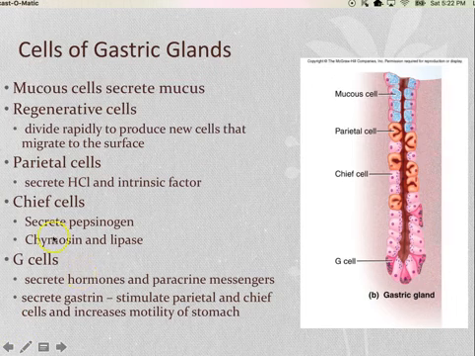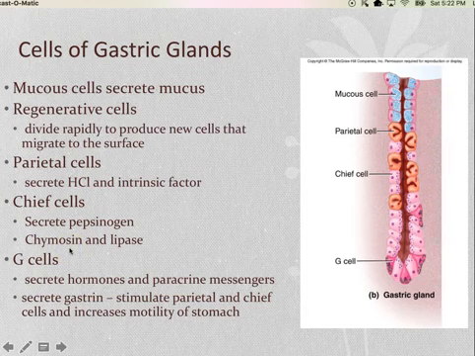You may know chymosin by a different name. It's also called renin, R-E-N-N-I-N. So the chymosin or the renin is basically going to cause milk to curdle in the stomach. Okay, and that's going to be very important in aiding the digestion of milk.